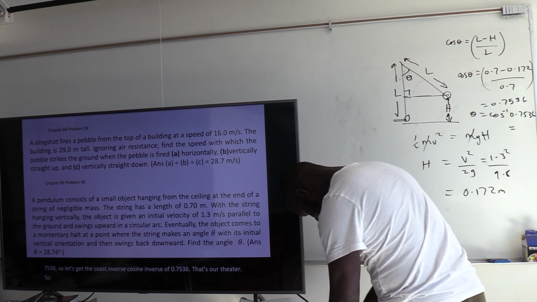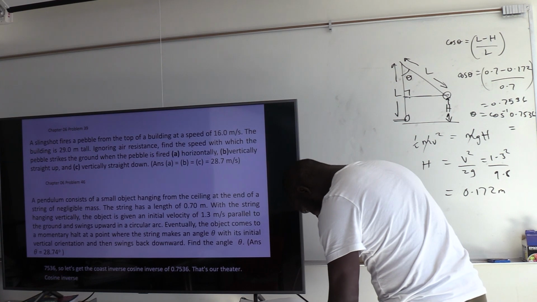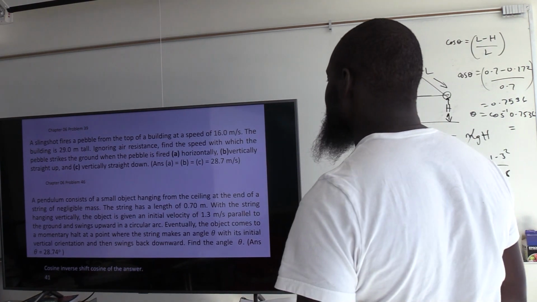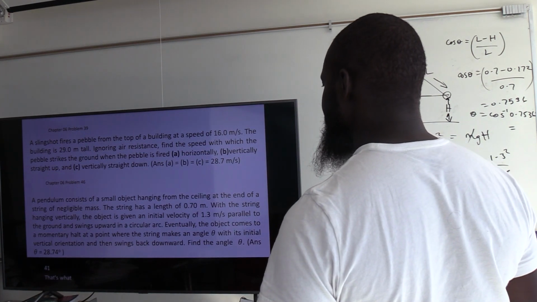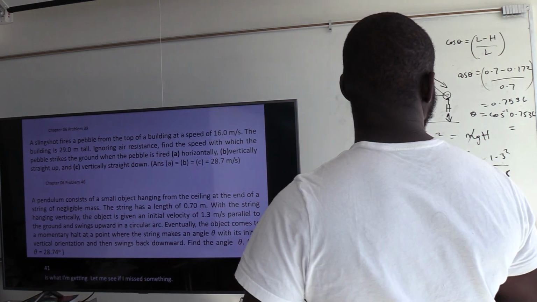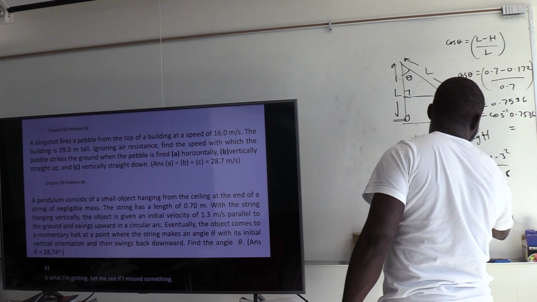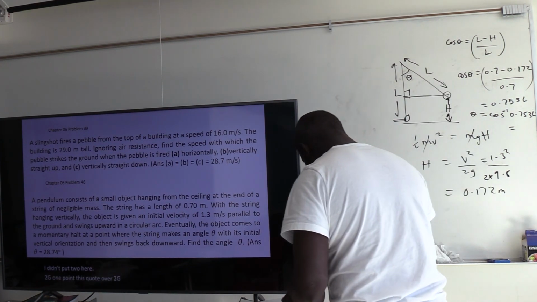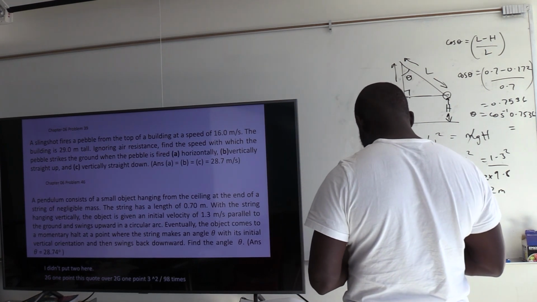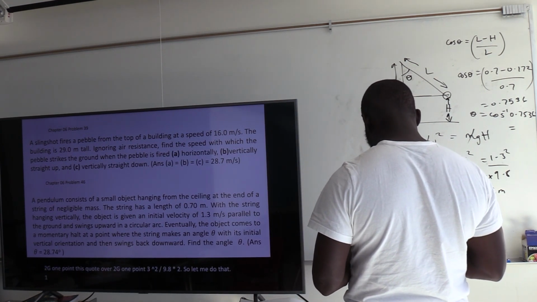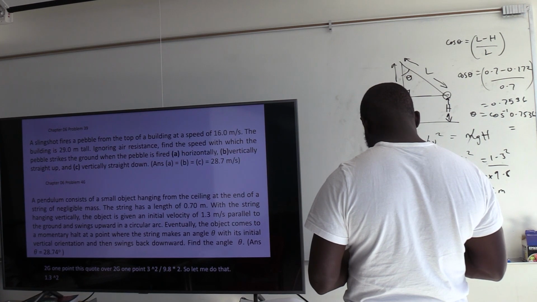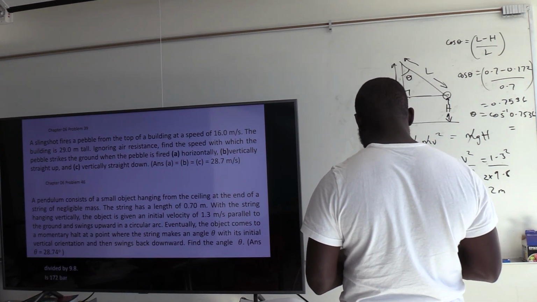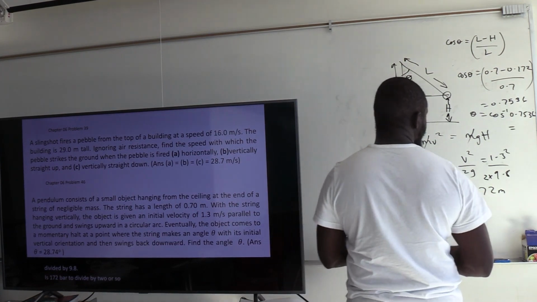Cosine inverse of the answer, 41. That's what I'm getting. Let me see if I missed something. Oh, I didn't put the 2 here. V squared over 2g. So 1.3 squared over 9.8 times 2. 1.3 squared divided by 9.8 is 0.172. But I have to divide by 2 also. So it's 0.086.